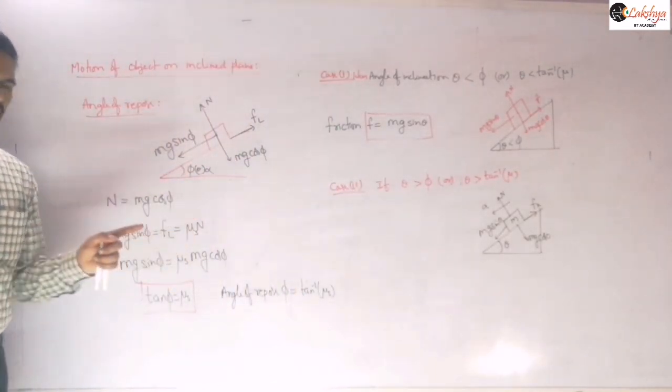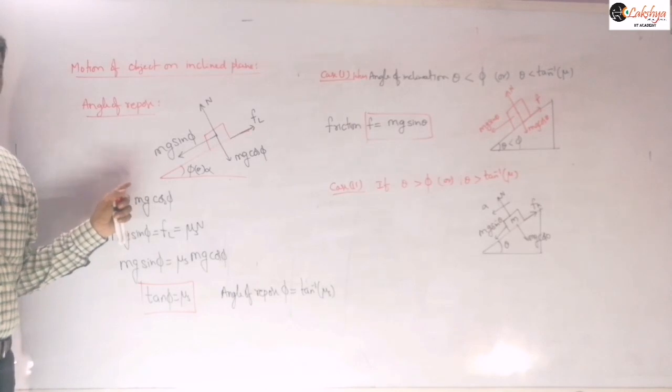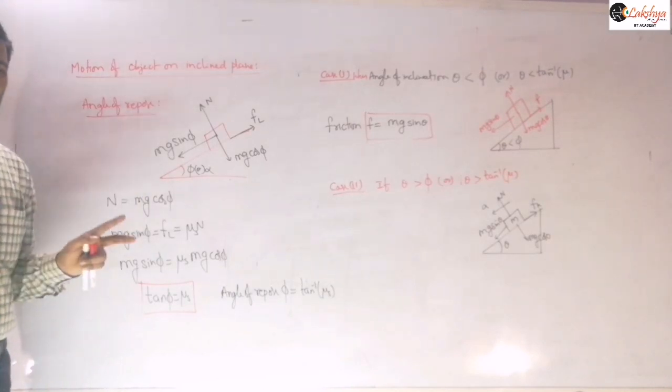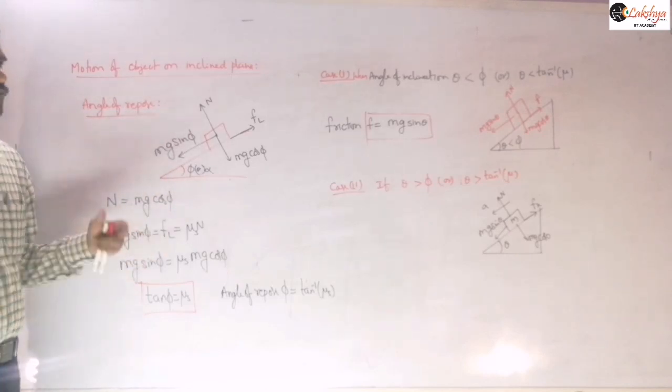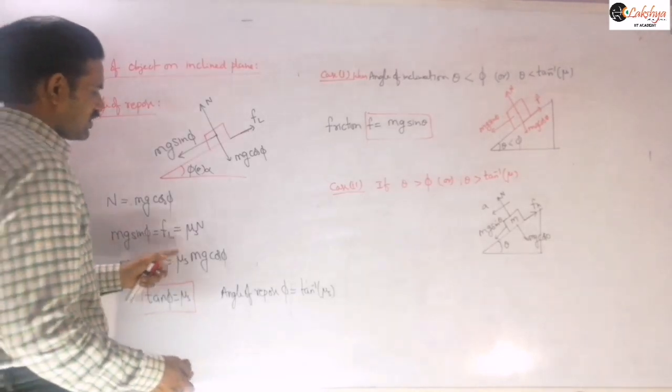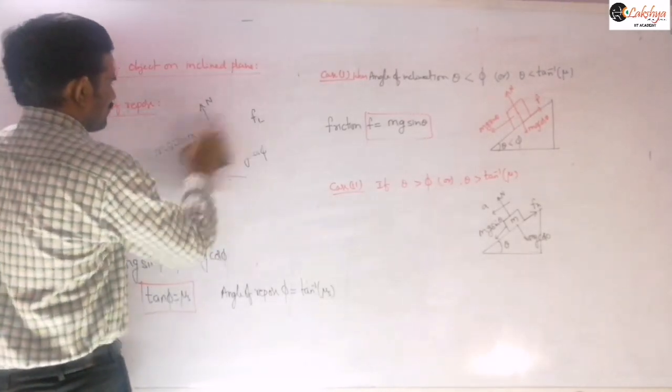If they are equal, then this is the case here. That case we already discussed. That is nothing but the definition of angle of repose. If theta is equal to phi, we say the body is ready to slide down. When the body is ready to slide down, the frictional force will be equal to the limiting friction we need to consider there, right?